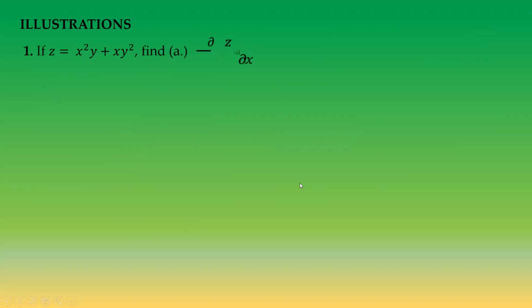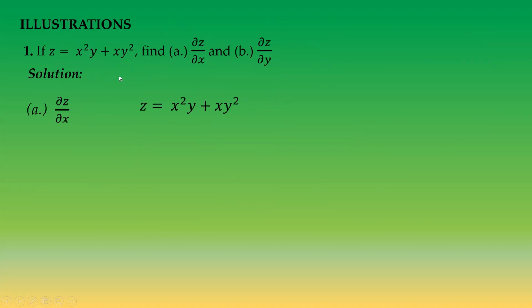So we have example number 1. Number 1, if z equals x squared y plus xy squared, we are going to find letter A, the partial derivative of z with respect to x, and B, partial derivative of z with respect to y. So again, z is a function of x and y. For letter A, we have the partial derivative of z with respect to x. So we have given function z equals x squared y plus xy squared. With respect to x, meaning we're going to consider y as constant.